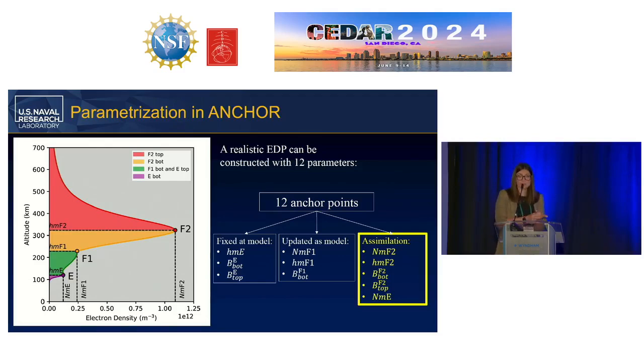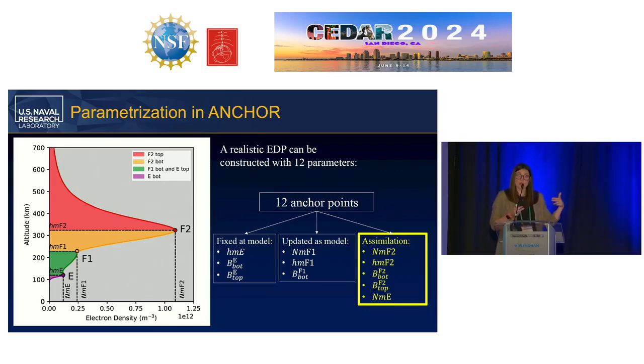You need 3 parameters for the peaks of the F2, F1, and E regions. You need 3 parameters to describe the heights of those regions, plus 2 parameters for the F2 region, for the top side and the bottom side, 1 parameter for the thickness of the bottom side of the F1 region, and 2 parameters for the E region to describe the thicknesses. However, we chose just 5 parameters to do our data assimilation: NmF2, HmF2, thicknesses of the F2 region, and NmE.